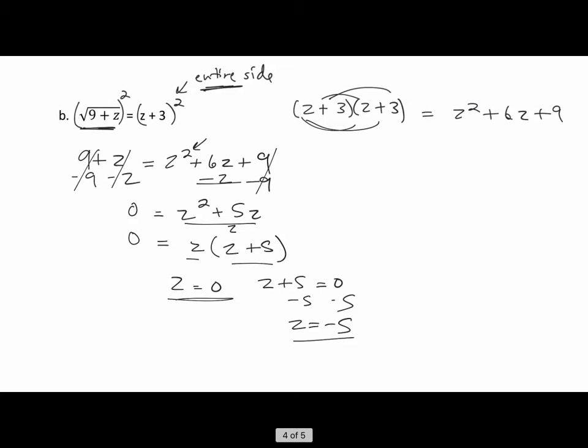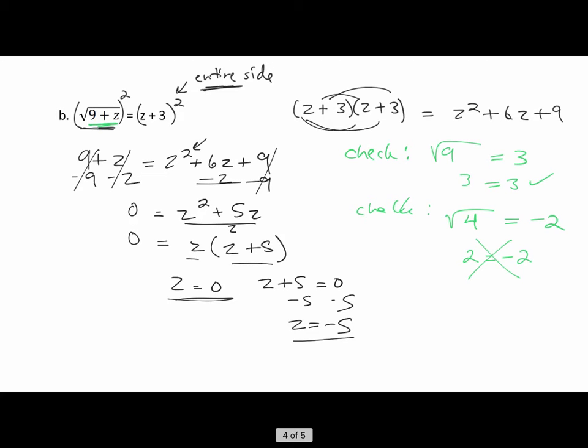So let me go ahead and check these. Let's check 0 first. So square root of 9 plus 0 equals 0 plus 3. Yeah, that's true. 3 equals 3. Now let's check negative 5. So the square root of 9 plus negative 5, so that's 4, equals negative 5 plus 3, which is negative 2. Is that true? 2 equals negative 2?